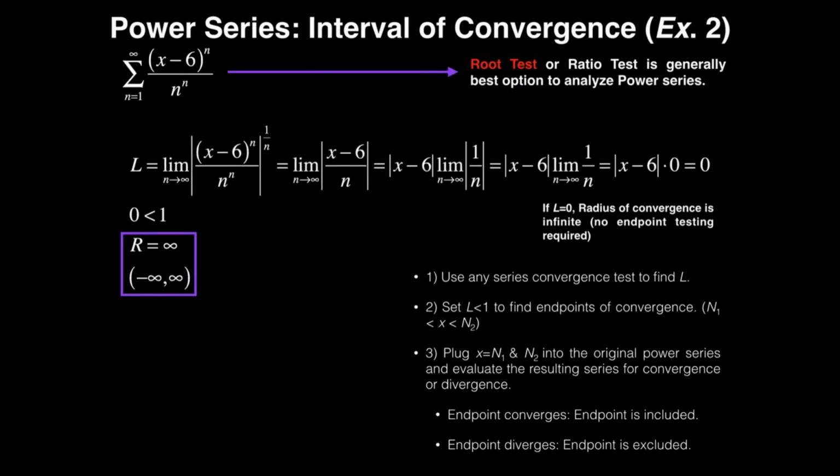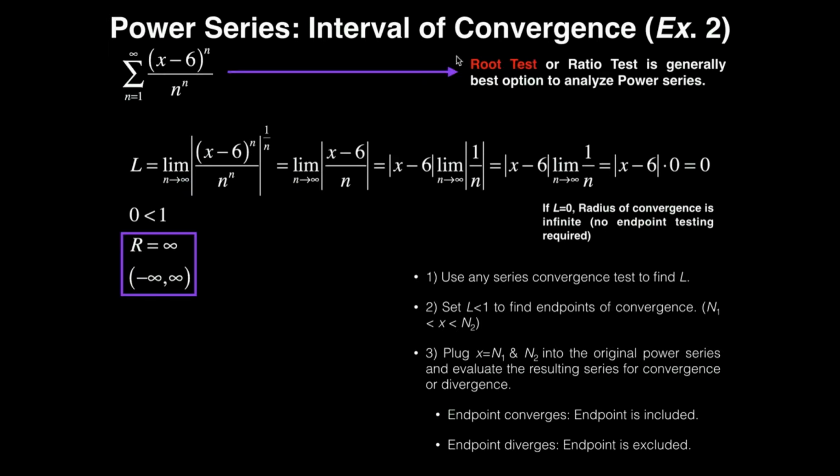In this video, we're going to do a second example using Power Series to determine the interval of convergence. And here is our series up here at the top left, the series from n equals 1 to infinity of the quantity x minus 6 raised to the n power divided by n to the n power.